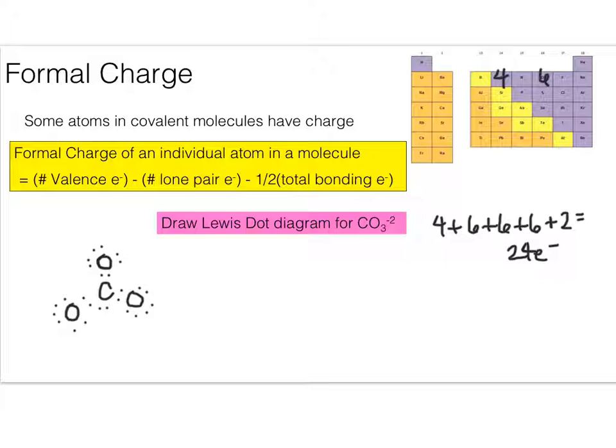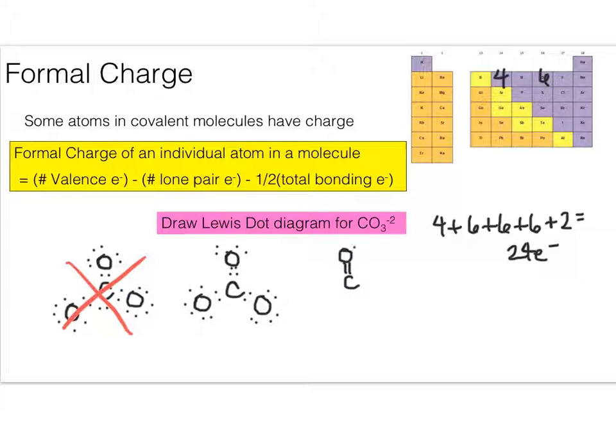Let's see, 2, 4, 6, 8, 10, 12, 14, 16, 18, 20, 22, 24, 26. To get everyone an octet, we needed 26 electrons, which means we did not have enough to make everyone have its octet. So let's redraw this with a double bond. All right, and so now carbon has its octet. This oxygen needs 4 more. This one needs 6 more, and 6 more. And so let's count them up. 2, 4, 6, 8, 10, 12, 14, 16, 18, 20, 22, 24. Excellent. This is a perfect Lewis dot structure.